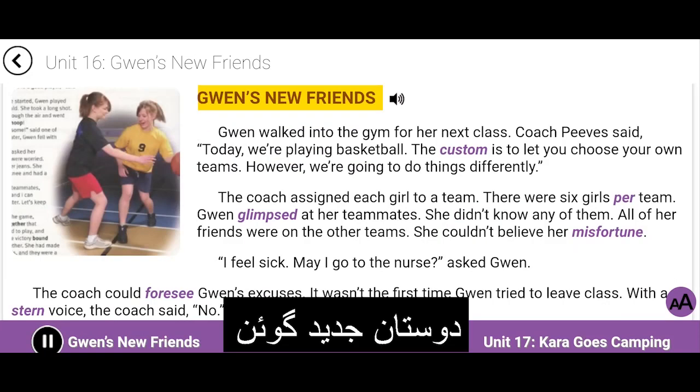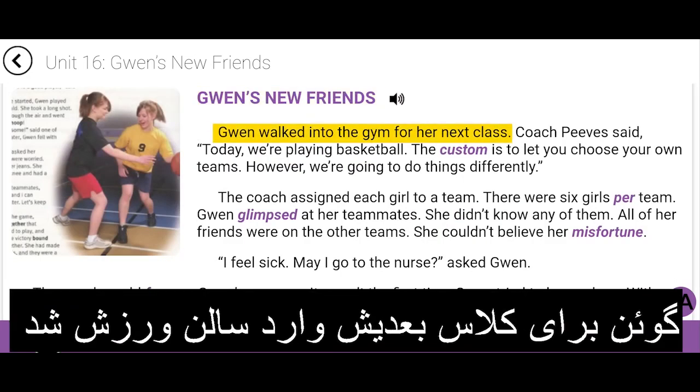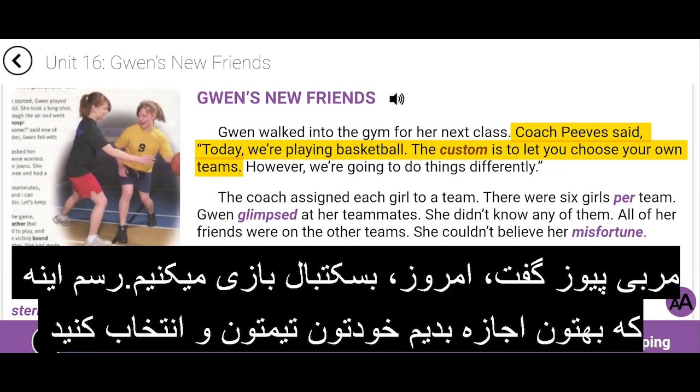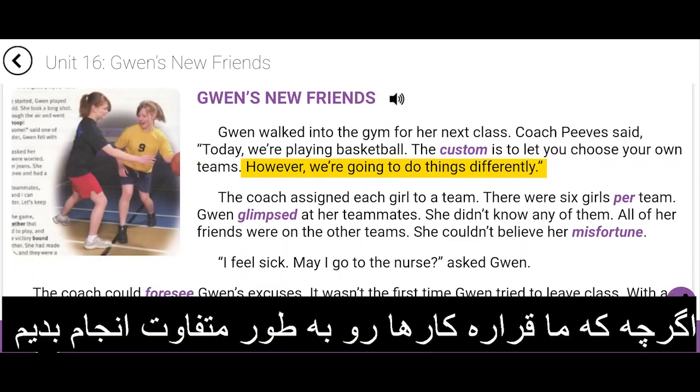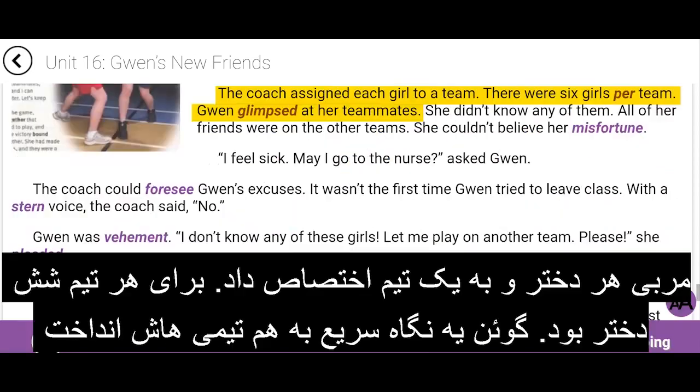Gwen's new friends. Gwen walked into the gym for her next class. Coach Peeves said, "Today we're playing basketball. The custom is to let you choose your own teams. However, we're going to do things differently." The coach assigned each girl to a team. There were 6 girls per team.